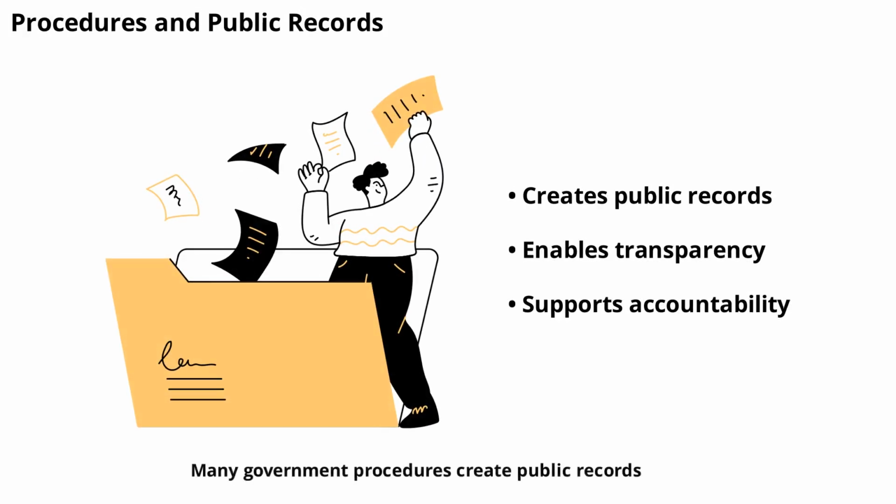Many government procedures create public records, such as meeting minutes, permits, or court decisions. These records are important for transparency and allow citizens to see how decisions were made. Public records can also be used to challenge decisions or hold officials accountable.